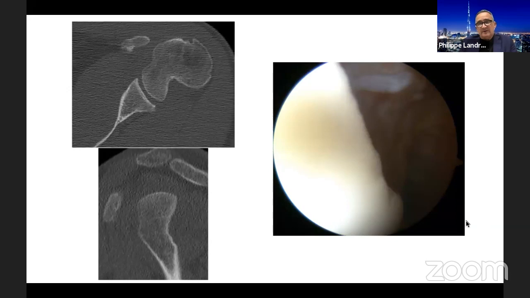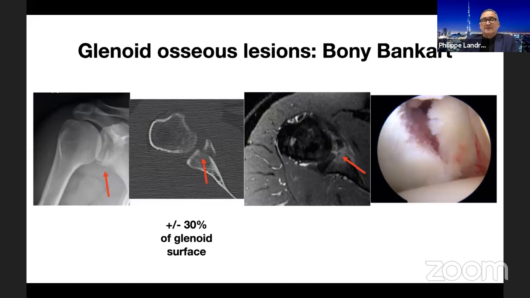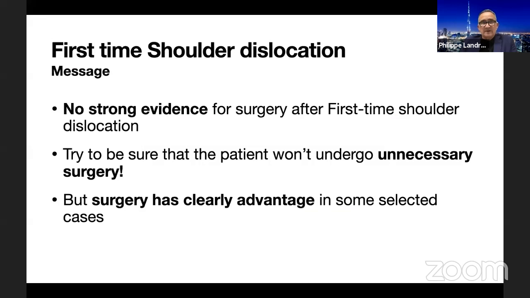On the glenoid side, it's a bony Bankart, because we talk about the first-time dislocation, and this is something that you have to judge based on the percentage of the glenoid surface. So to summarize the message about the first-time shoulder dislocation, what to do? There is honestly no strong evidence for surgery after first-time shoulder dislocation, because you cannot operate on all of them, otherwise you will operate for unnecessary reasons, but on the other side, the surgery has clearly an advantage in some selected cases, particularly athletes.